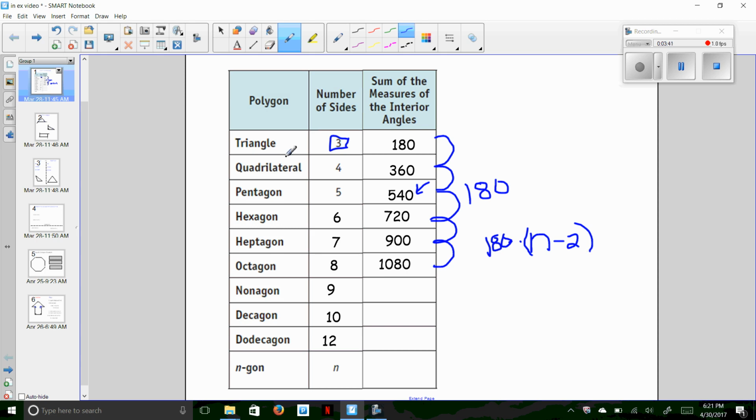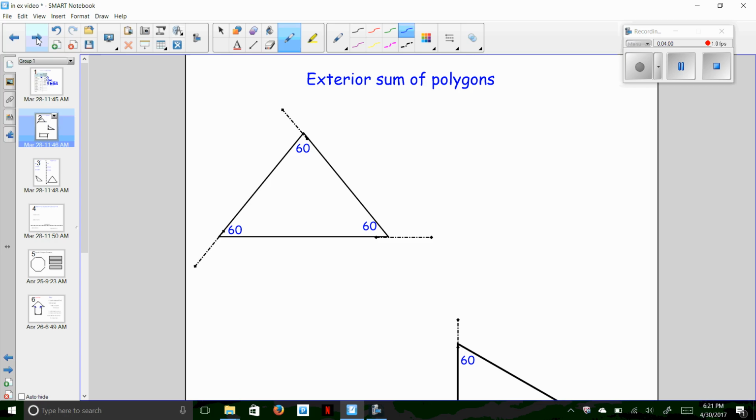So if I want a triangle, 3 sides, I put it in for n. 3 minus 2 is 1. 1 times 180. Bam, it works. All right, moving on. So that's the interior sum of a polygon, is to do n minus 2 times 180. We're going to use that daily in this section.